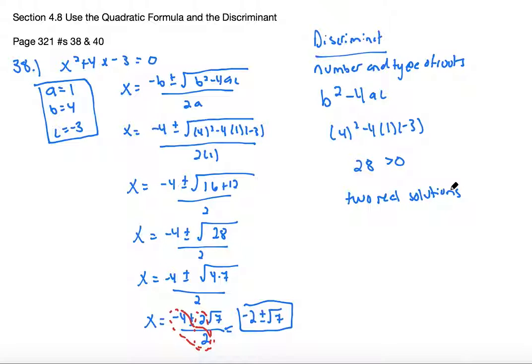Now let's take a look at number 40. So number 40 gives us the equation 6x squared minus 8x equals negative 3. Now, this needs to equal 0. So the first step we have to do is add 3 to both sides. So we have 6x squared minus 8x plus 3 equals 0.